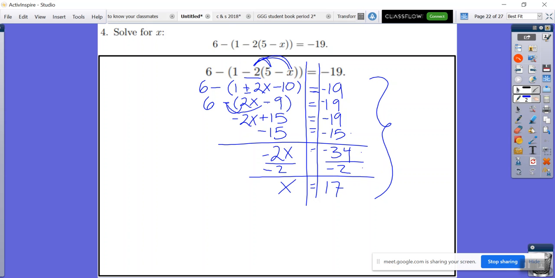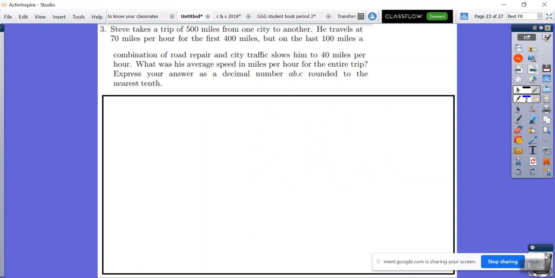All right, so really today I want to talk about one thing in particular, but before we get there, I do want to talk about Steve and his trip for 500 miles. This is actually a classic IQ test problem. So don't be surprised if you see this on an IQ test. It definitely shows up.